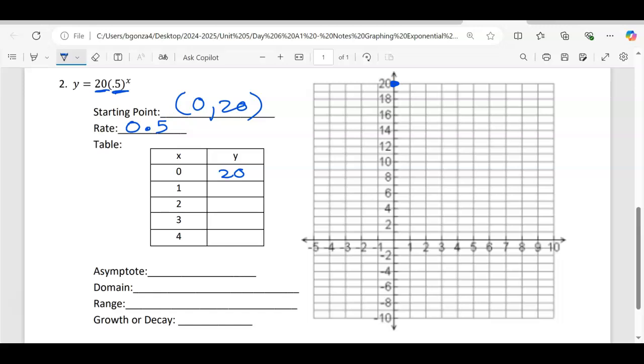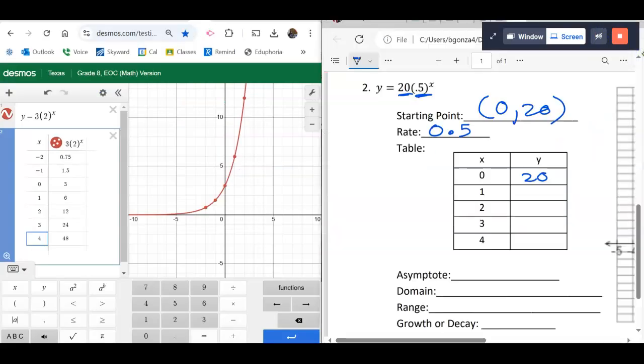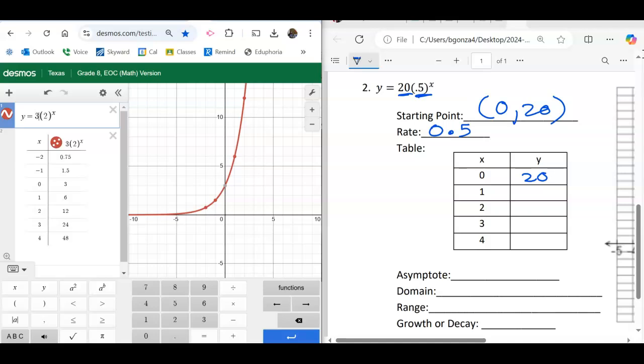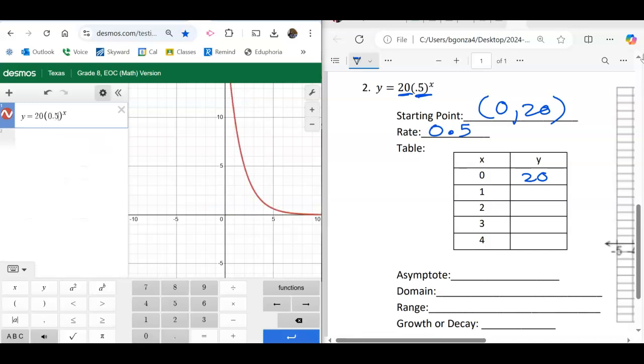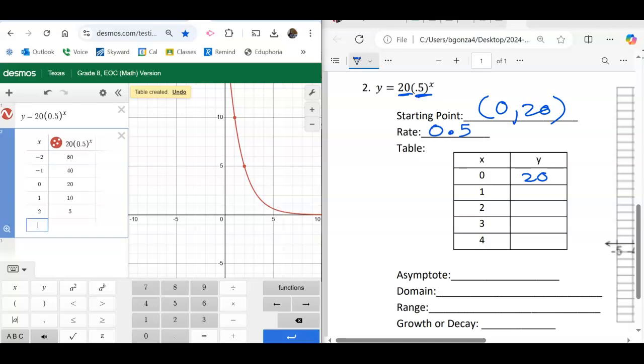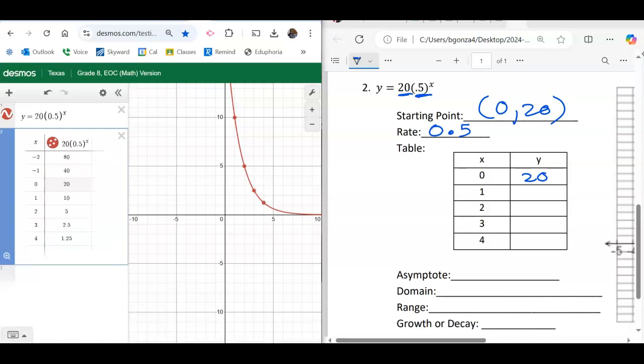Now, I'm going to take that and I'm going to go over. Okay, I'm going to take that over here. So 20 and then 0.5. I'm going to hit the gear, hit the table, and there it is, right? I can fill in 3, I can fill in 4. So at 0 is 20, 1 is 10, 2 is 5, 3 is 2.5, 4 is 1.25.